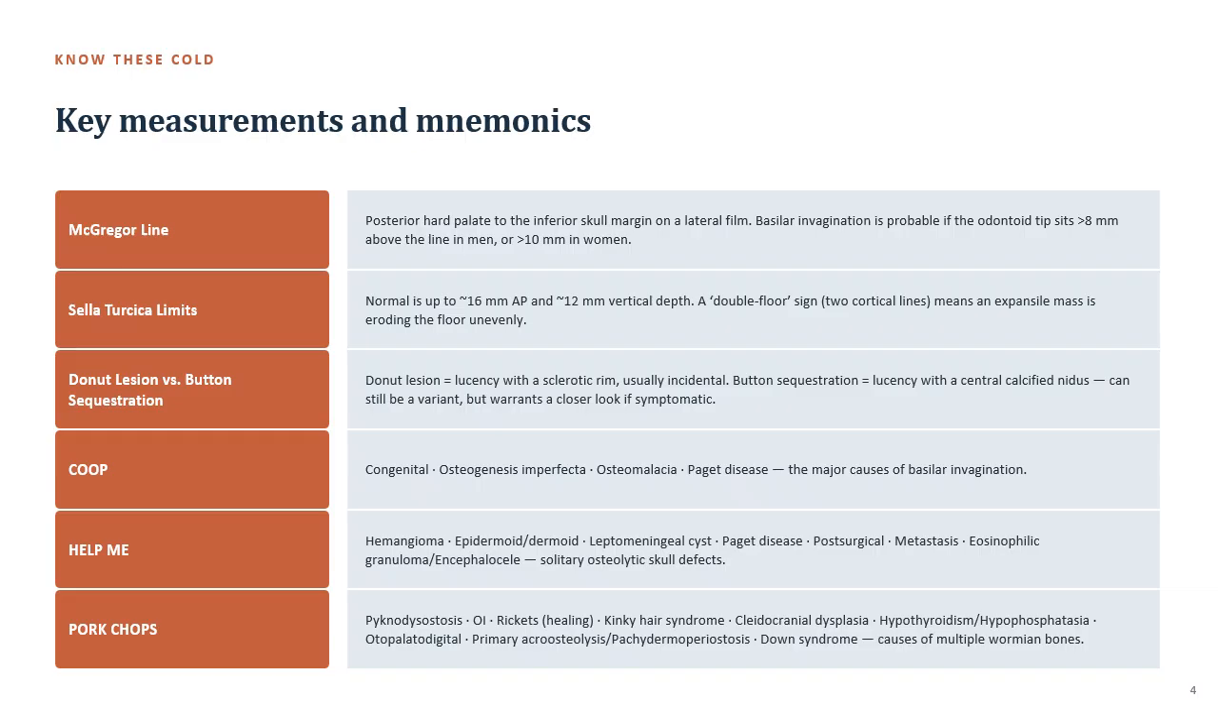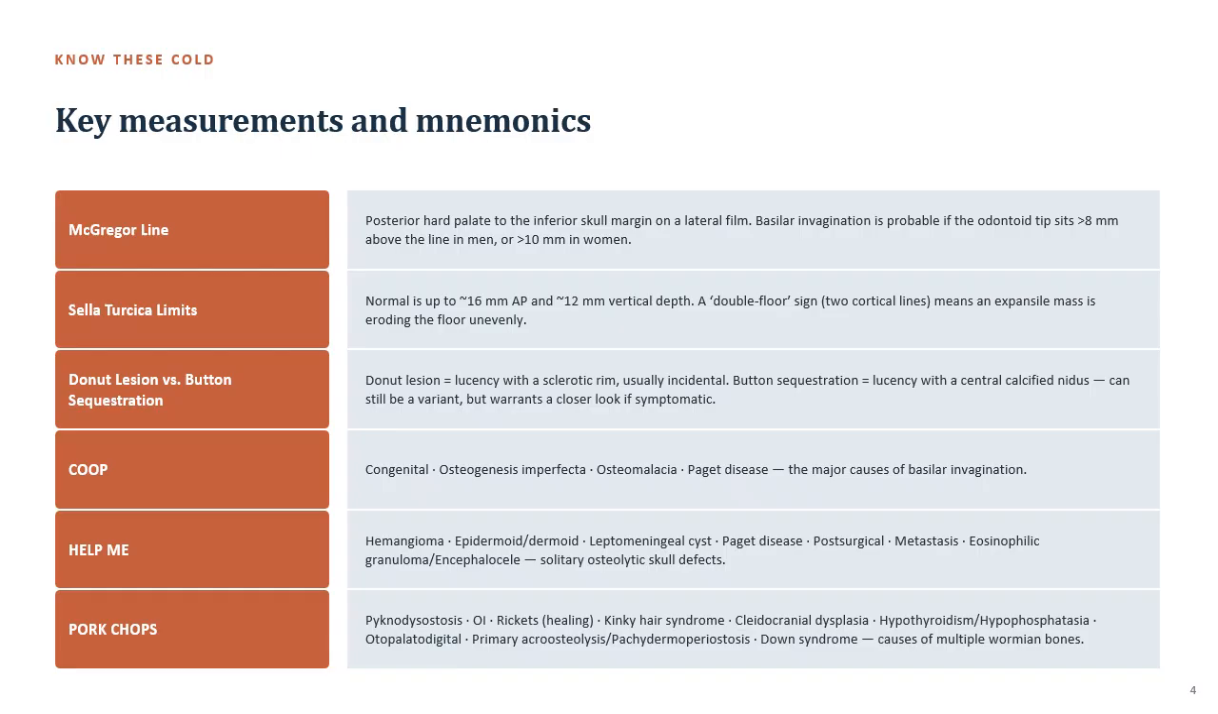For our skull lesions, to remember the difference between a donut lesion and a button sequestrum: a donut lesion is basically a lucent area surrounded by a dense rim, just like a donut. A donut has a hole, and surrounding it is the donut itself. That's kind of what it looks like. With your button sequestrum, it's a small calcified piece of bone in the center, so almost like a button sitting inside of it.